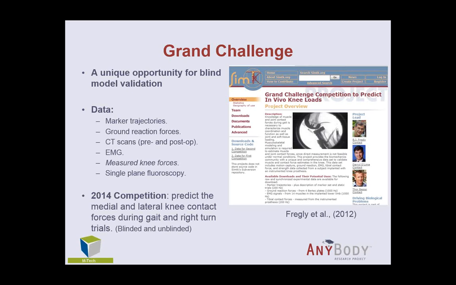But they did not release the measured contact force in the knee. So they first asked people to blindly predict the forces in the knee. That was the first part of it, do blind prediction of the knee forces. And then after that, when everyone had submitted their results, they released the force data, and then people were instructed to make unblinded predictions. And as I said, this year it was for gait and for a right turn.